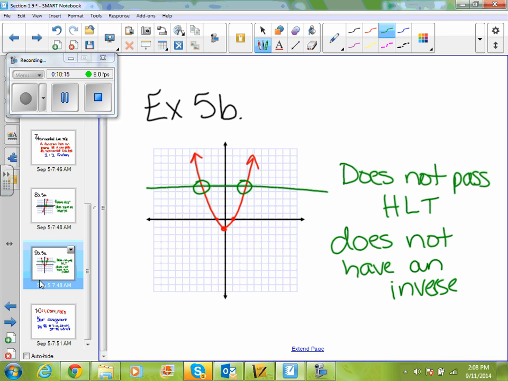So checking to see if it has an inverse is pretty easy. Just draw a horizontal line at any point on the graph and see how many times it crosses. If it crosses more than once, it does not have an inverse.